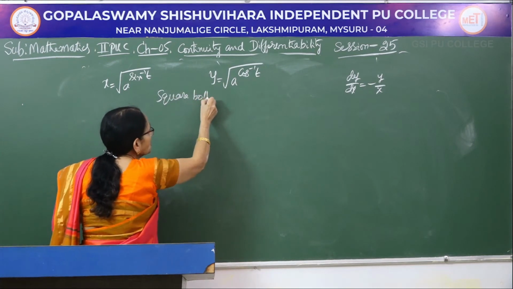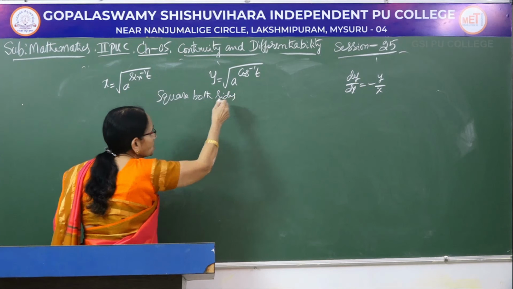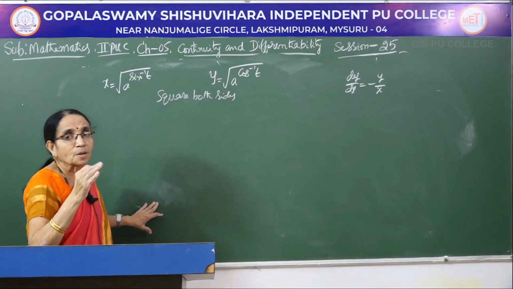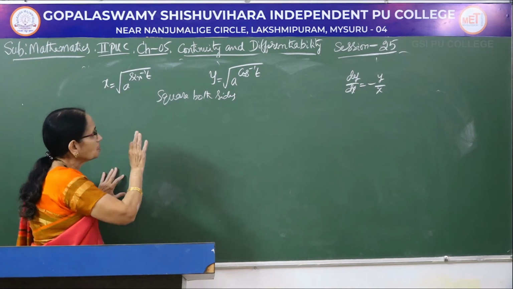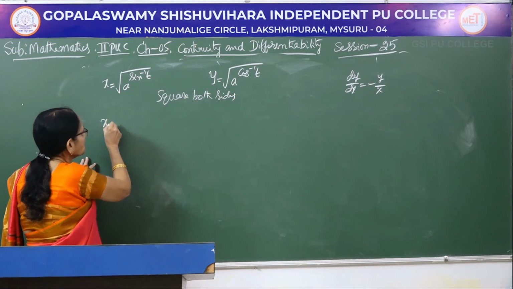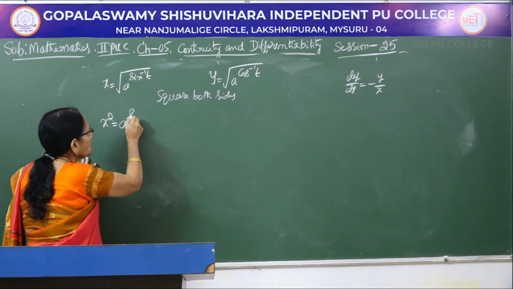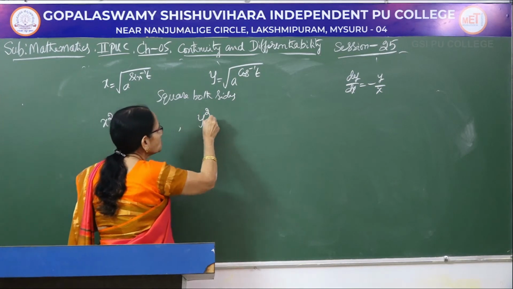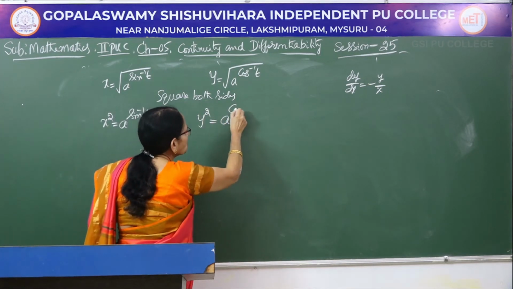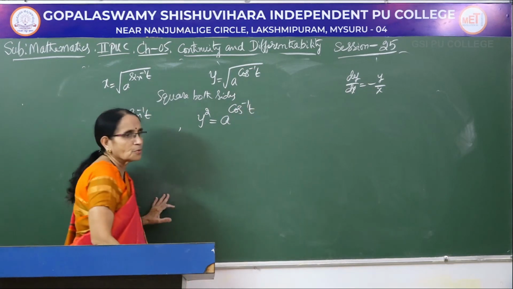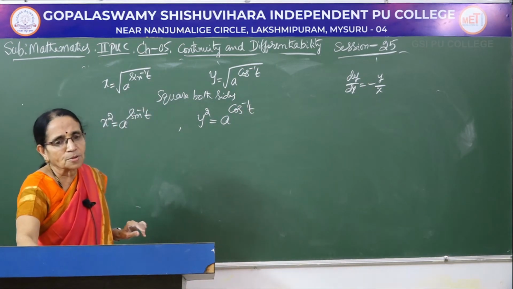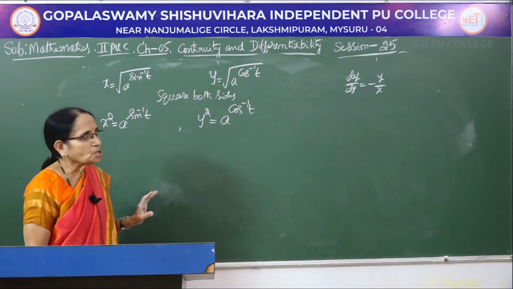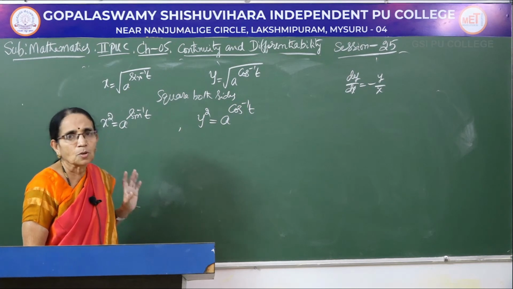Square both sides. See, directly also you can differentiate, no problem, but you have to be careful after differentiation about the simplification part. Here, suppose you square both sides, that is x square would be equal to a to the power sin inverse of t, and here y square would be equal to a to the power cos inverse of t. Now, t is the parameter here, we differentiate both sides with respect to t.